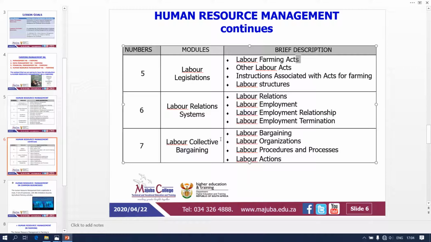7, labor collective bargaining. We're going to look at labor bargaining and labor organizations, which are those two organizations. It can be the employees' organization, which is the trade union. It can be the other one, which is also known as the employers' organization. Then we're also going to look at labor procedures and processes. What are those procedures when we are in a collective bargaining system, that you must look at, the procedures and the processes, and also the labor actions. Okay.